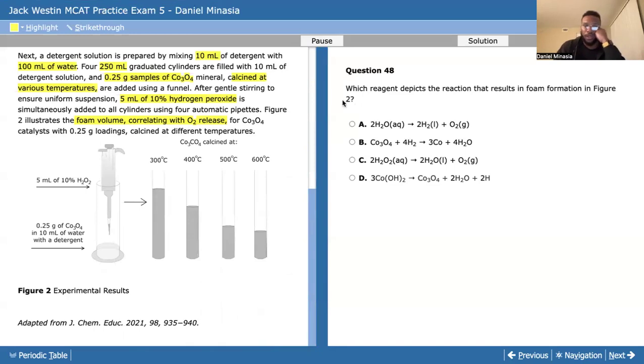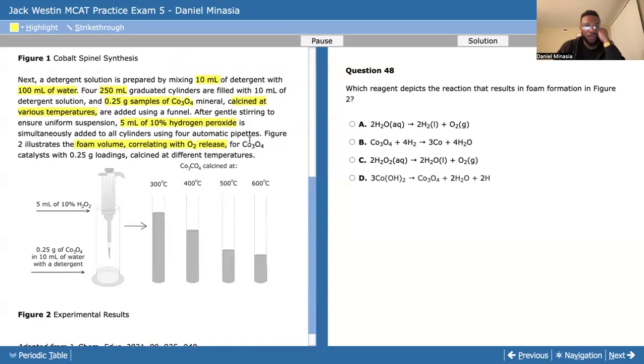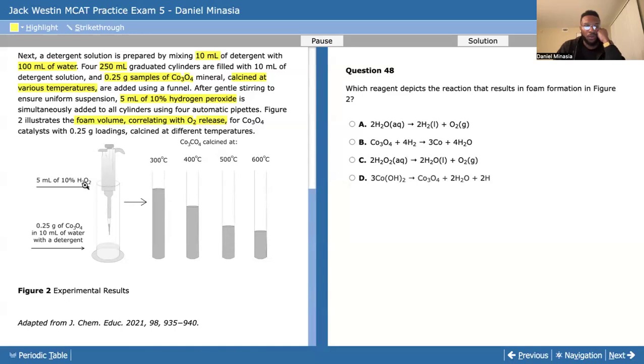All right, now question 48. Which reagent depicts the reaction that results in foam formation in figure 2? Okay, so we know that in figure 2, we're talking about hydrogen peroxide, right? And oxygen is being released. So this is water. Okay, no, that's not the answer. Cobalt spinel plus hydrogen, no. Okay, C looks like the answer. And D, I don't even think we talked about D, and we're not releasing hydrogen gas.